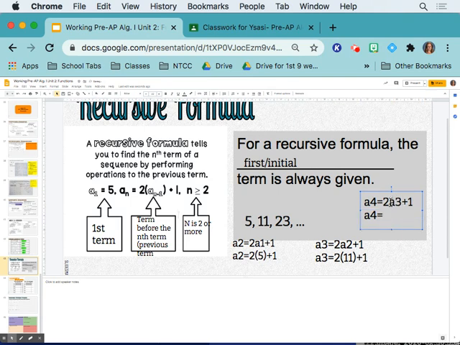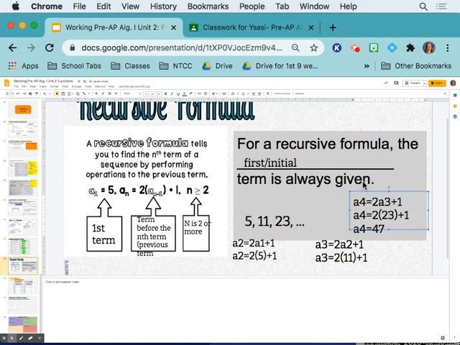So we're going to use A3. What's A3? 23. So it'd be 2 times 23 plus 1. And then if you wanted A5, you would just plug in 47. Right, exactly. A4 is 46 plus 1, 47.